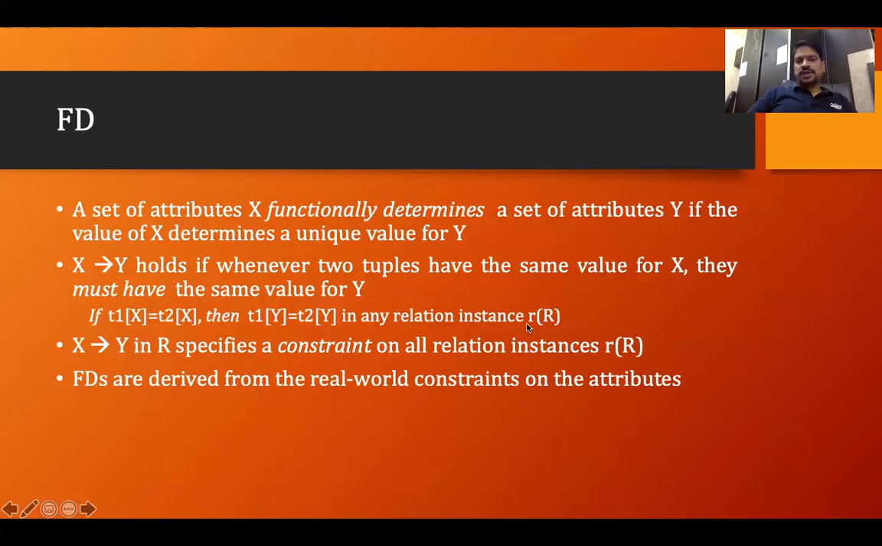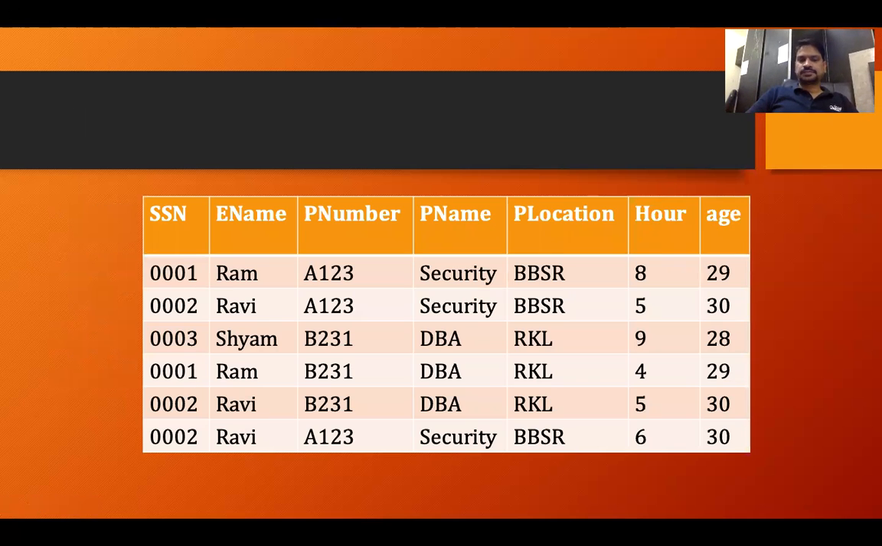To understand this particular slide, let's go and see this particular table. If you look at this table, you'll find there is a social security number, an employee name, an employee number, a project number, a project name, a project location, hours, and age. So these make up one table.